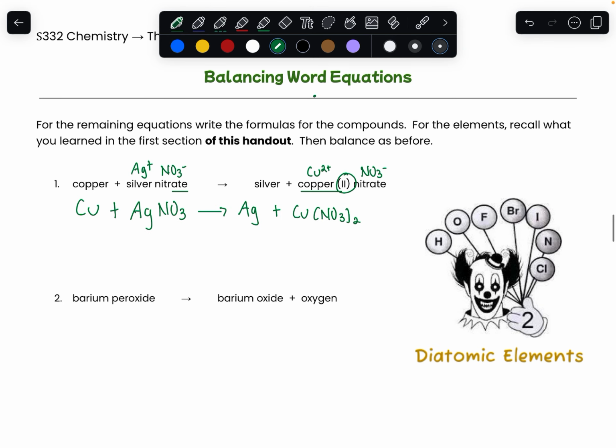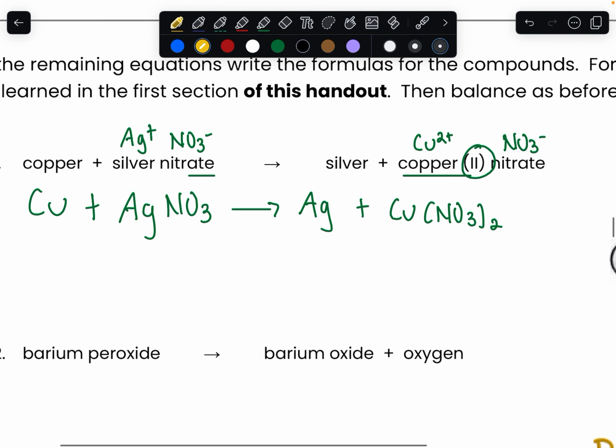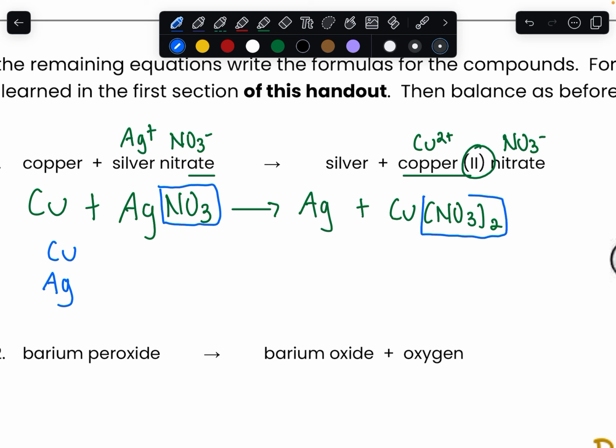Now that we have all of our formulas written, we can go ahead and balance the chemical equation. If you're a person who really likes to use the inventory method, great. We can write our Ag here and Cu as the 2 atom categories. Now, I'm going to put a box around the NO3s because I can balance those as a group, since the polyatomic ion appears on both sides of the equation exactly the same. And that's going to make our balancing life a whole lot easier here.